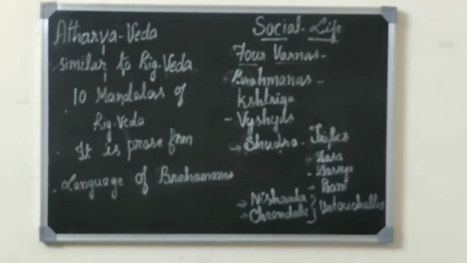Then Vaishyas consisted of businessmen, merchants, farmers. They were lower than the first two Varnas. The last, Shudra, were part of the Varna system. They were deprived of all their rights, such as they had no right to perform yajnas. They were not given any rights to participate in any of the things. There were other tribes like Dasu, Dasa, Pani. The food collecting tribes were called Nishada, Chandala. They were called untouchables.